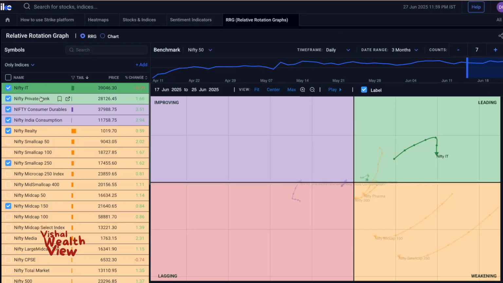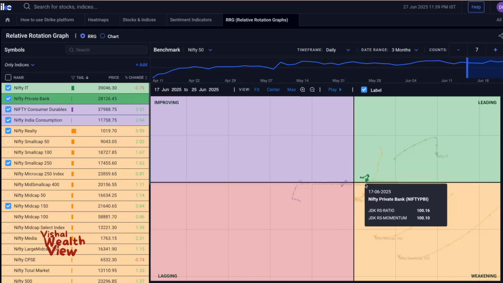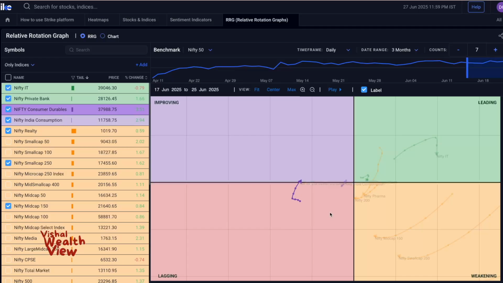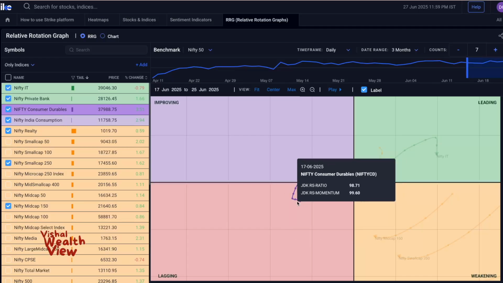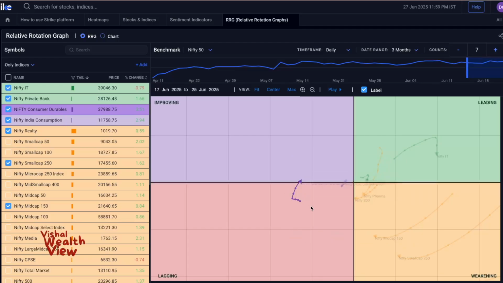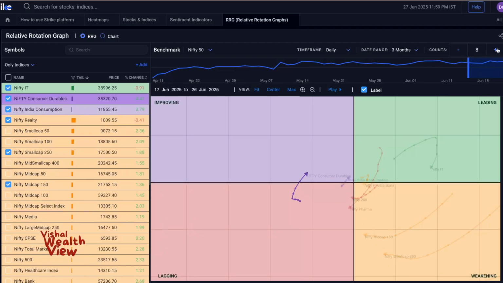Let's take a look at what private banks are doing. Private banks are also entering a weakening phase from a leading phase. What about consumer durables? Consumer durables are entering an improving quadrant from the lagging quadrant. This is interesting. Let's take a bigger time horizon and see what consumer durables have been doing in the past.